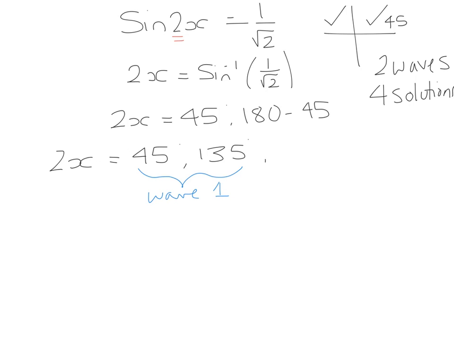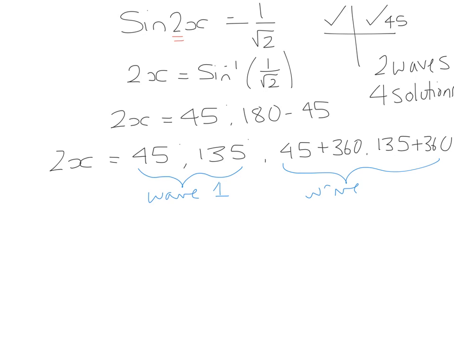I'll write that on the next slide, once I've finished this example. So what we do is take the 45, which was our solution for quadrant 1 for wave 1, and we add 360 degrees. And then we take the 135, which was our solution for quadrant 2 of wave 1, and we add 360 degrees. So we've added 360 degrees, and that's going to give us wave 2.